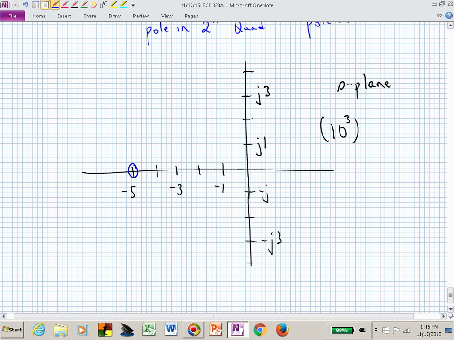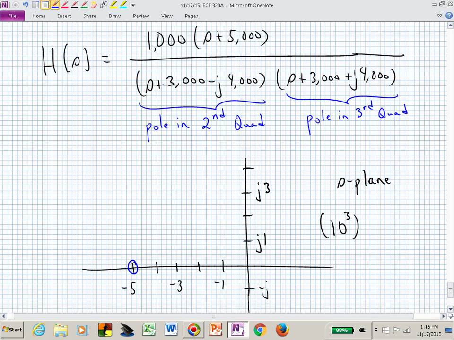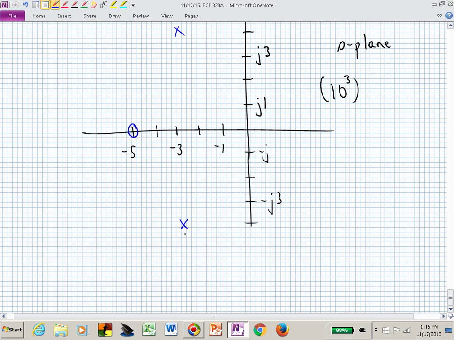Where are my poles? No longer using the other term. The poles are at minus 3,000 plus and minus J4,000, so that I'm now up here and down there. That's supposed to be at minus 3,000 plus and minus J4,000. And let's say that we want to evaluate that. Suppose we want H of J2000.